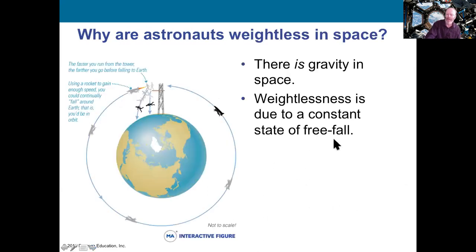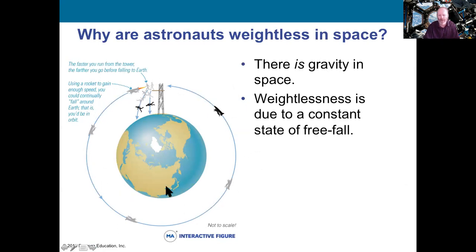Astronauts are weightless in space. It's not that there's no gravity up there. There's gravity all the way out to the moon. That's what's holding on to the moon and why it doesn't just head on out into space on its own. The weightlessness is because of that free fall stuff. As you're going around in the space station up there, you're falling back towards the Earth.